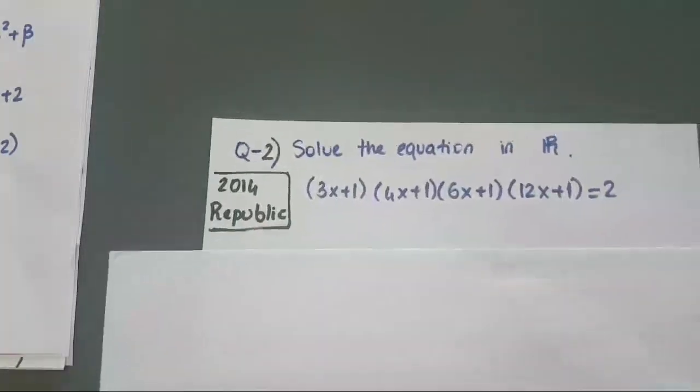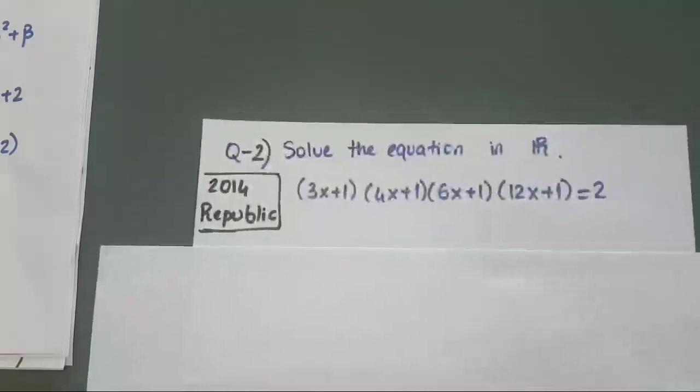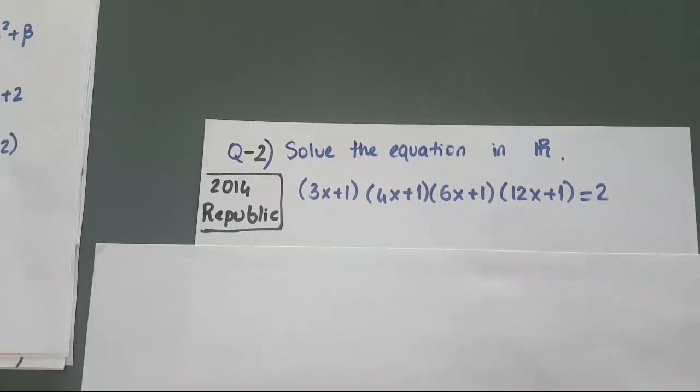The next problem is a question from Republic from 2014, 4 years ago. This problem was asked in Republic. Solve the equation in the set of real numbers. 3x plus 1 times 4x plus 1 times 6x plus 1 times 12x plus 1 is equal to 2. Again, you have a couple of minutes.